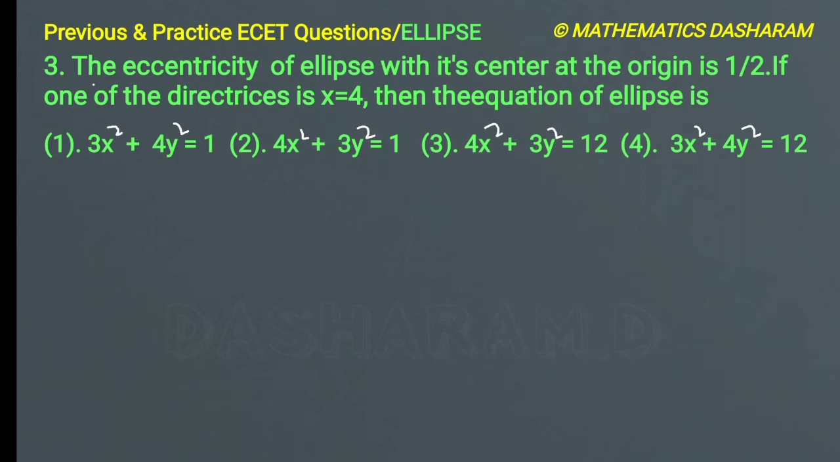Third question, the eccentricity of an ellipse with its center at the origin is 1 by 2. So E equals 1 by 2. If one of the directrices is x equals 4.